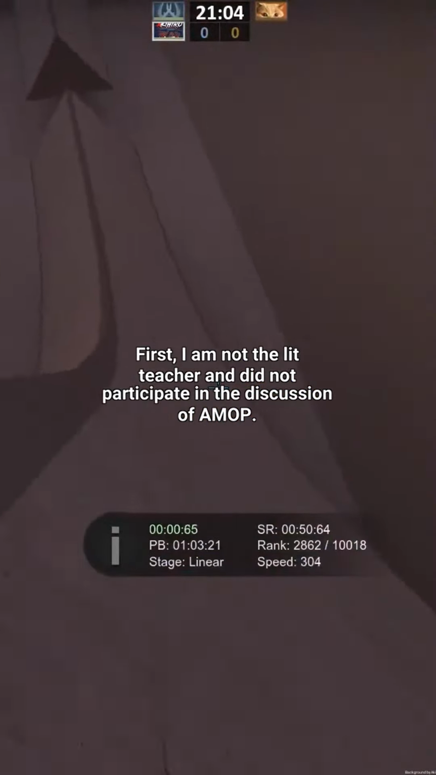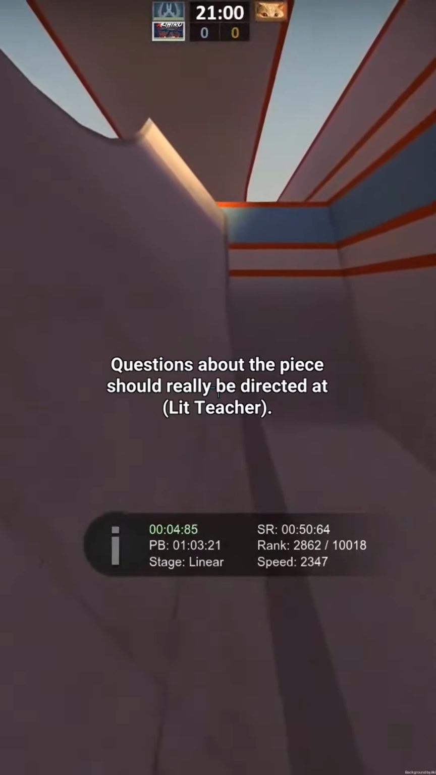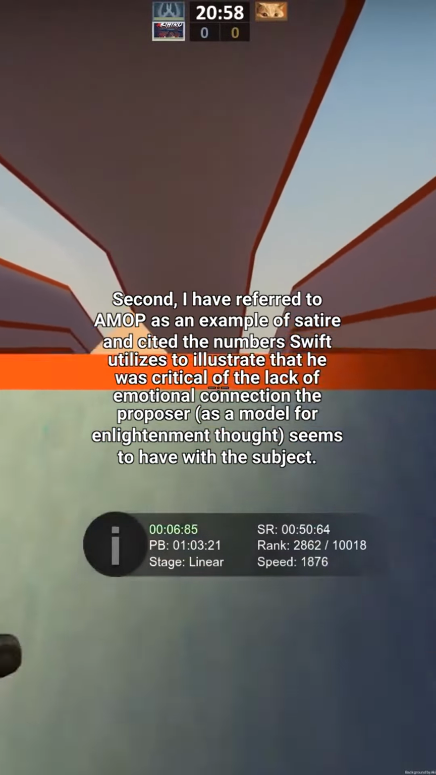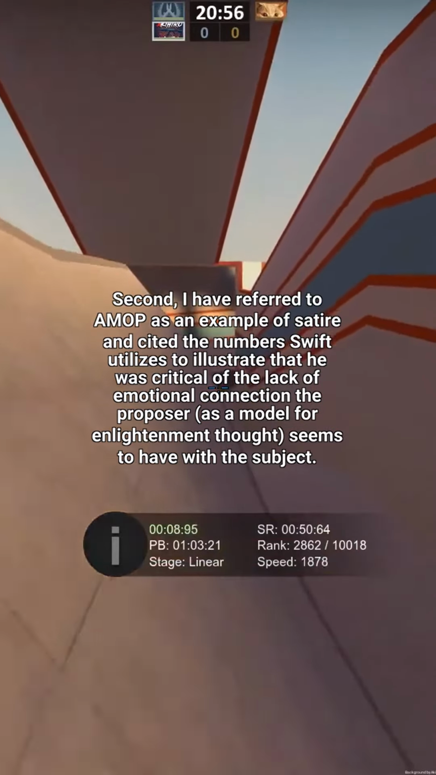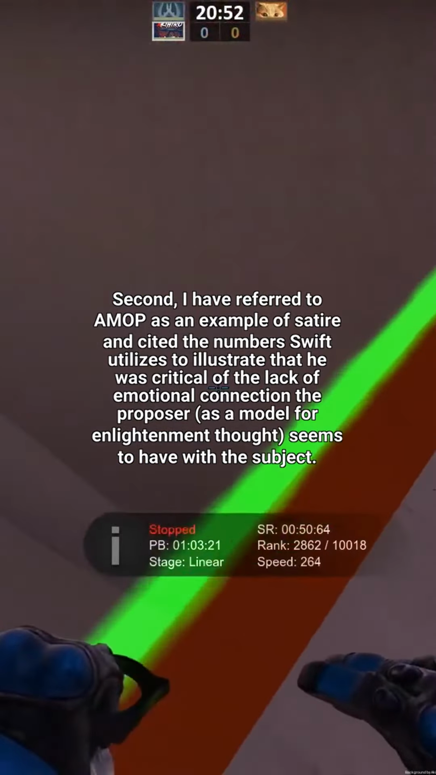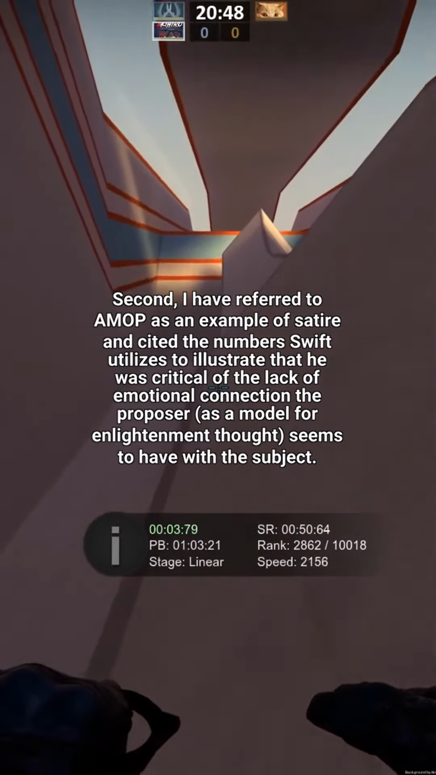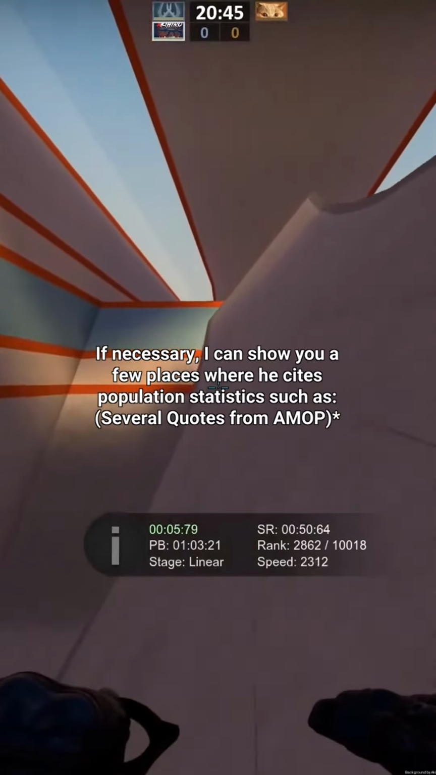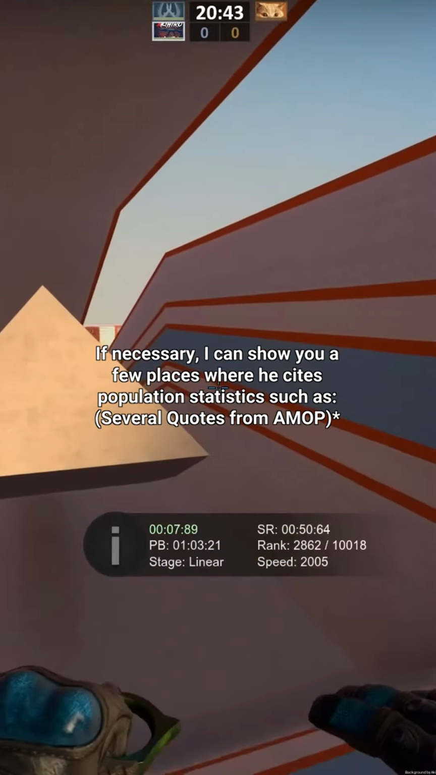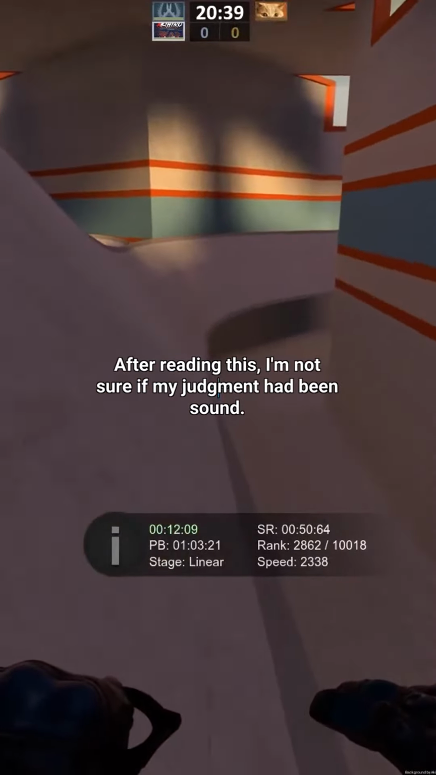First, I am not the lit teacher and did not participate in the discussion of AMOP. Questions about the piece should really be directed at lit teacher. Second, I have referred to AMOP as an example of satire and cited the numbers Swift utilizes to illustrate that he was critical of the lack of emotional connection the proposer as a model for Enlightenment thought seems to have with the subject. If necessary, I can show you a few places where he cites population statistics, such as several quotes from AMOP.